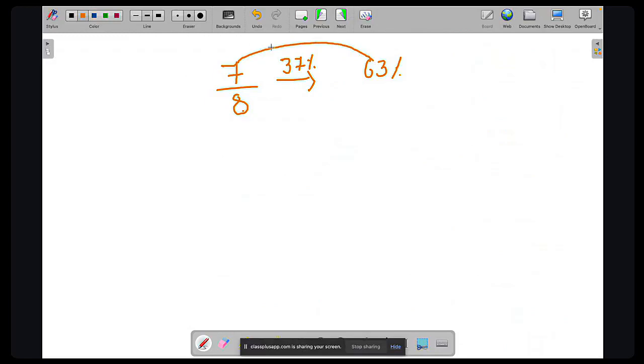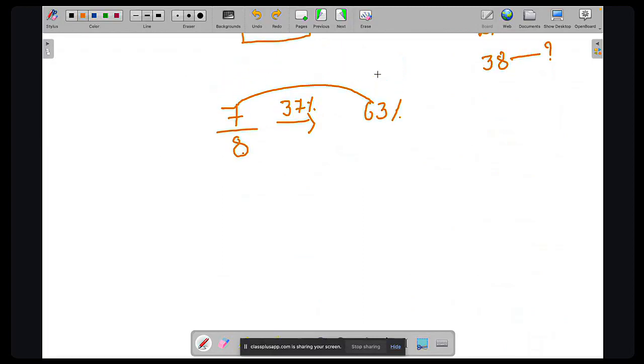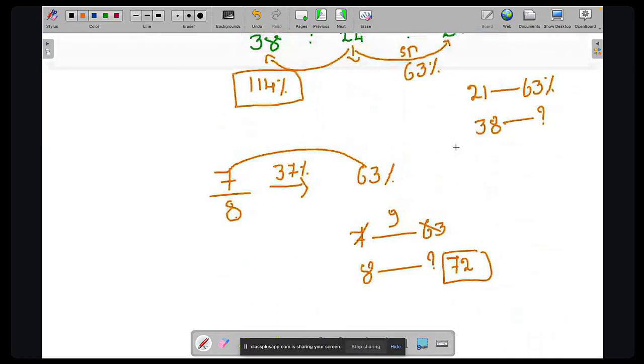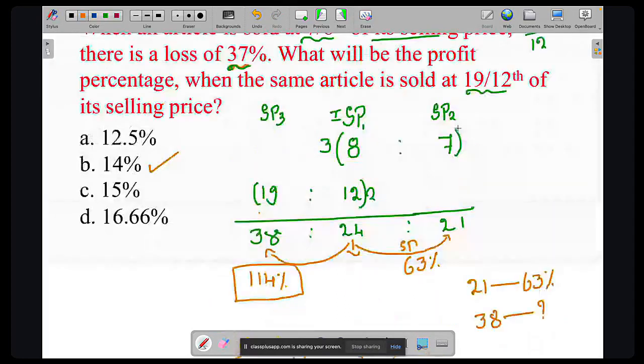7 parts is equal to 63, means 1 part is equal to 9, 8 parts is equal to 8 nines. Yeah, 37, 63. 7 parts is equal to 63. Correct? Yes or no? Yes, sir. Then 8 parts is equal to how much? 7 parts is equal to 63. First find out: 7 nines are 63, 8 nines are 72. 72. 8 parts. Again you can calculate 12 parts is equal to 72.